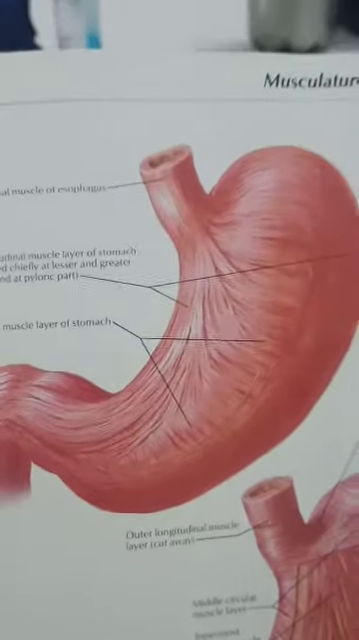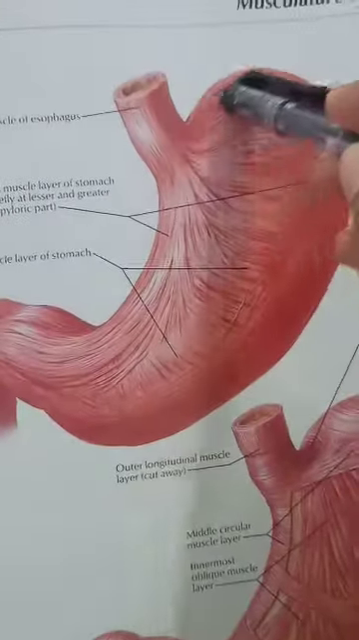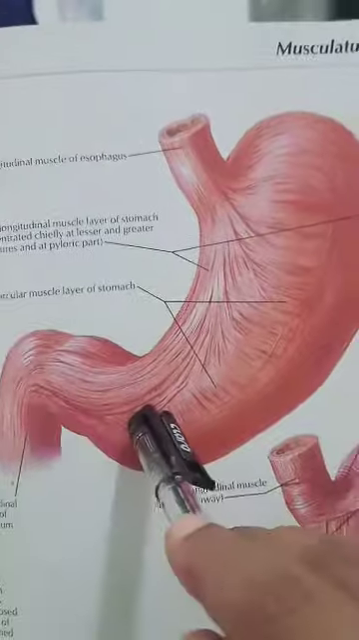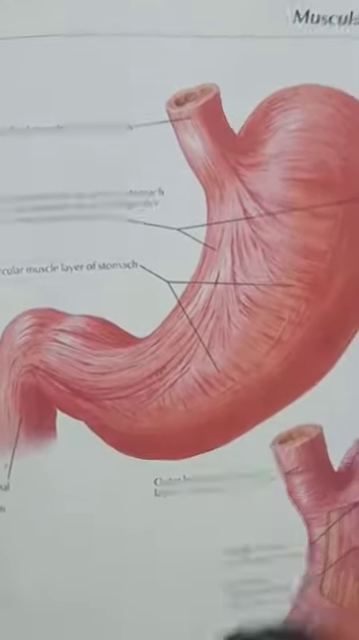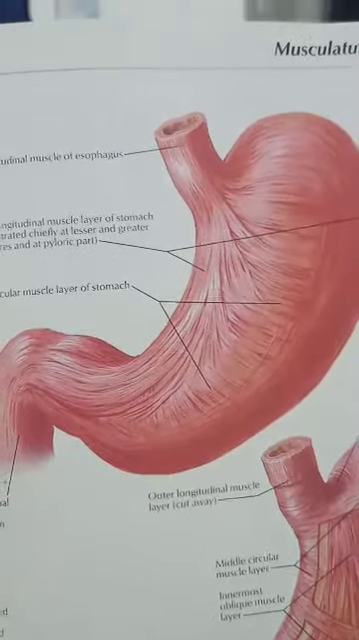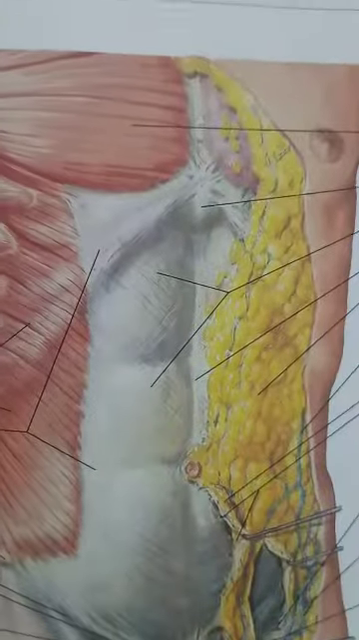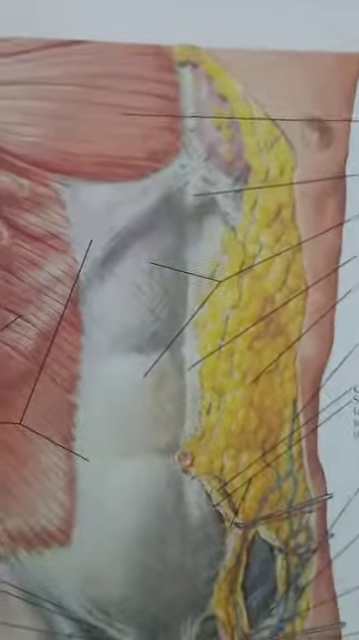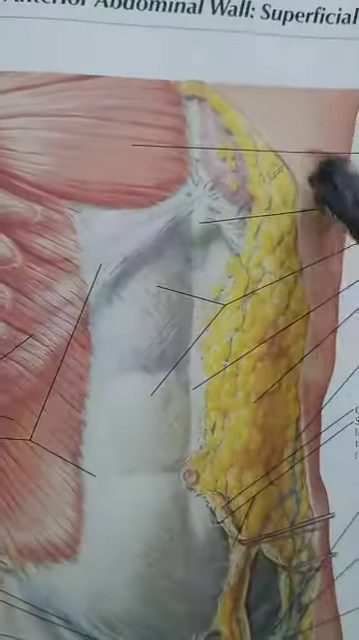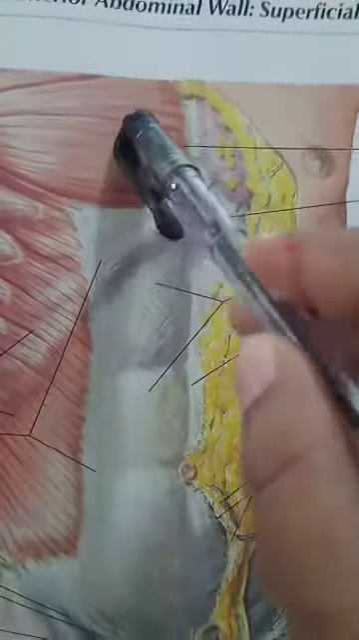Students, today we will study the stomach. This is a diagram of the stomach. Before going to study the stomach, we will learn something about the location of the stomach and some introduction regarding the anterior abdominal wall. So this is our abdomen, and here comes our thorax.